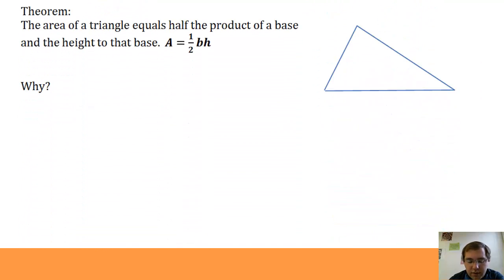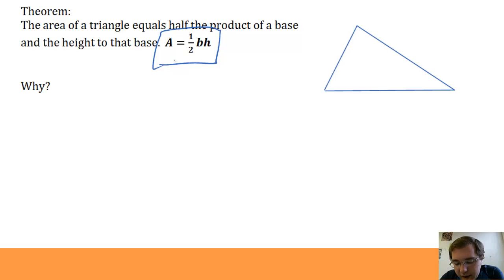Now how about a triangle? The area of a triangle equals half the product of a base and the height to that base. So for a parallelogram, it was equal to the product of the base and the height to that base. Triangle is half of that. Half of the product of a base and the height to the base. And so instead of A equals bh, it's A equals 1/2 bh. That's a triangle.